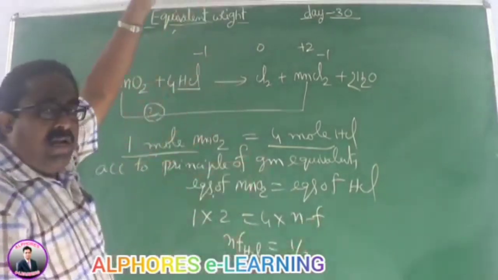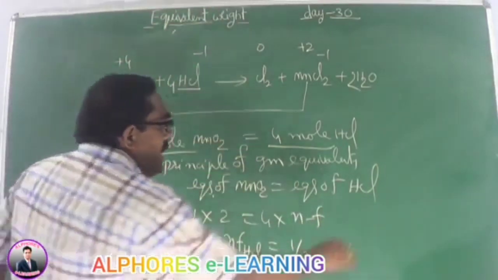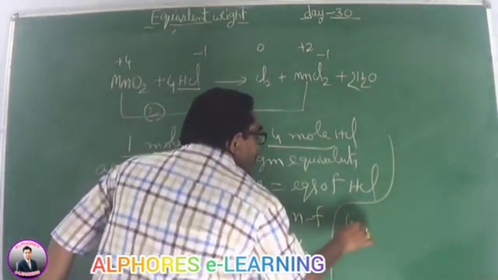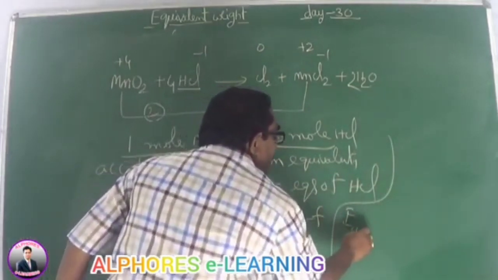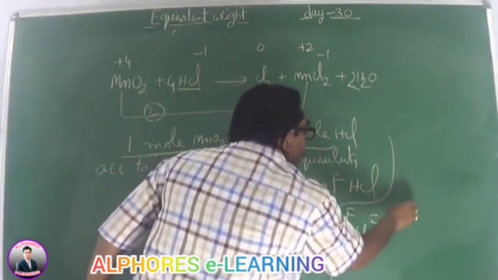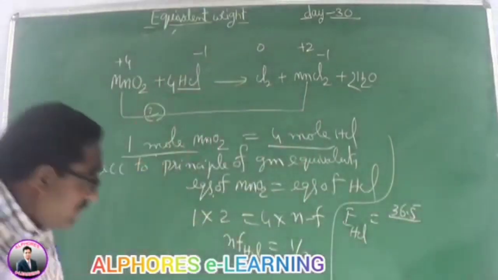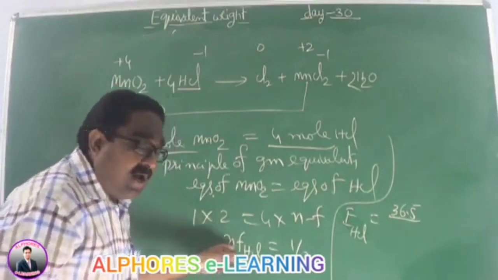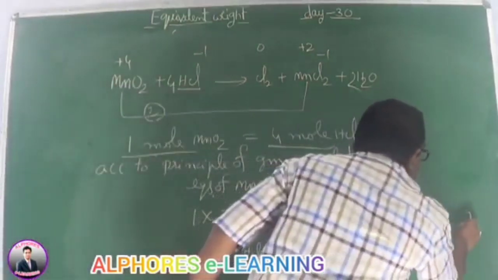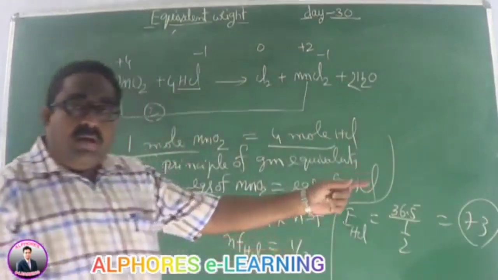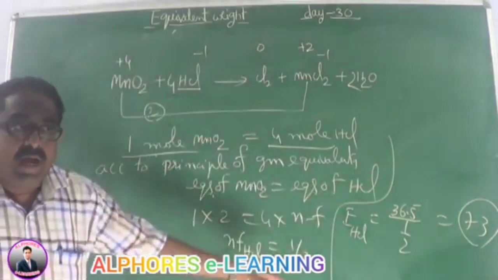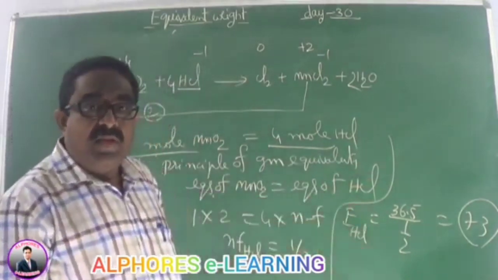Now I can calculate the equivalent mass of HCl in this particular reaction. Formula mass is 36.5 for HCl, divided by the N factor of 1 by 2, that is 73. Look, the equivalent mass is more than the formula mass.